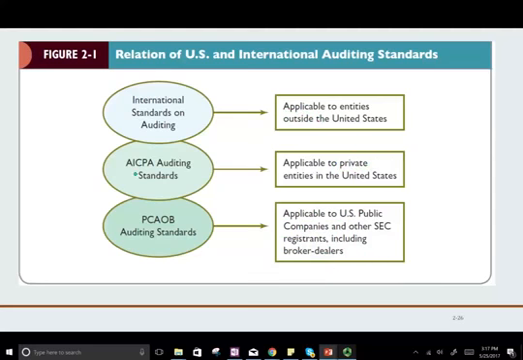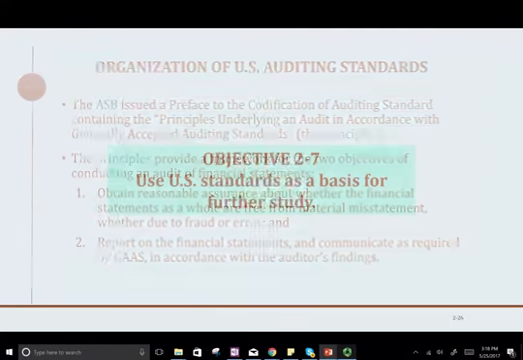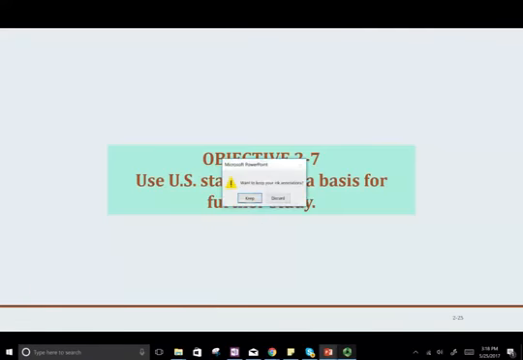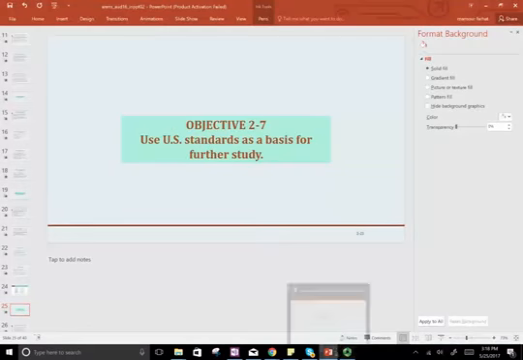Once again, I'm going to go through it one more time. AICPA, private. Those are what we call SAS, and those are known also as GAAS. PCAOB, publicly traded companies, and international, obviously international. Study hard, read your textbook, complete your work. Good luck.